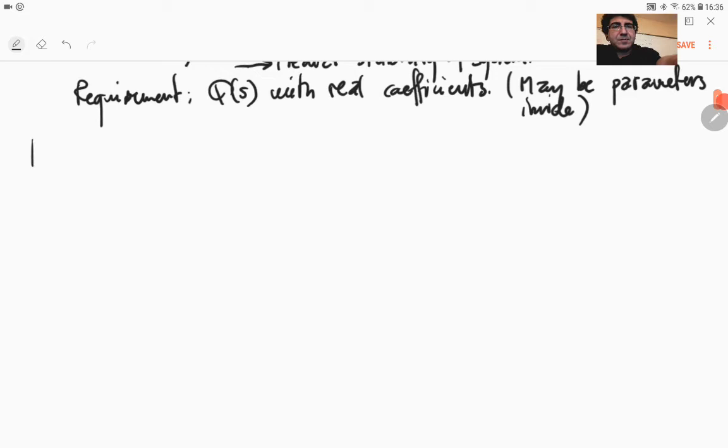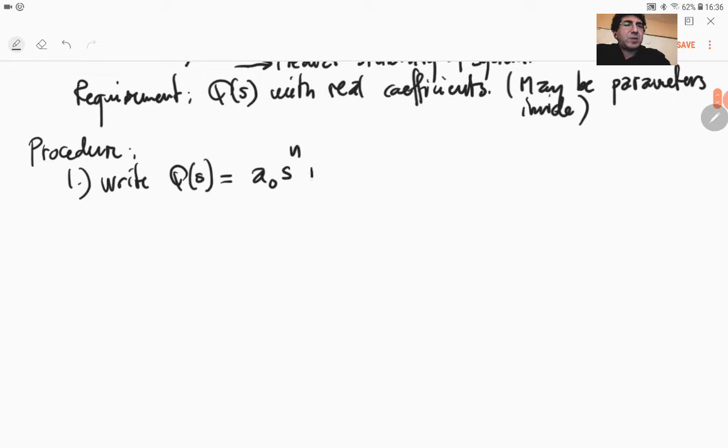Given the characteristic equation in polynomial form, we write it from the highest order of S towards the lowest order of S. So it starts with A0 S to the power n plus A1 S to the power n minus 1 plus A2 S to the power n minus 2 and so on, plus An equals 0. So we write down our polynomial.